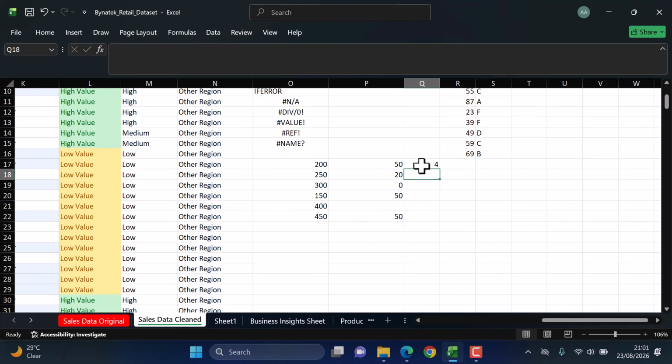Now, of course, the first one works. But when you drag it down, you find that where you have 0 and blank space, it will tell you cannot divide by 0. So this is how you use IFERROR. There are a lot of ways you can use it. I think we did it yesterday. I can't recall where it is. But this is how you can use IFERROR to control your output.